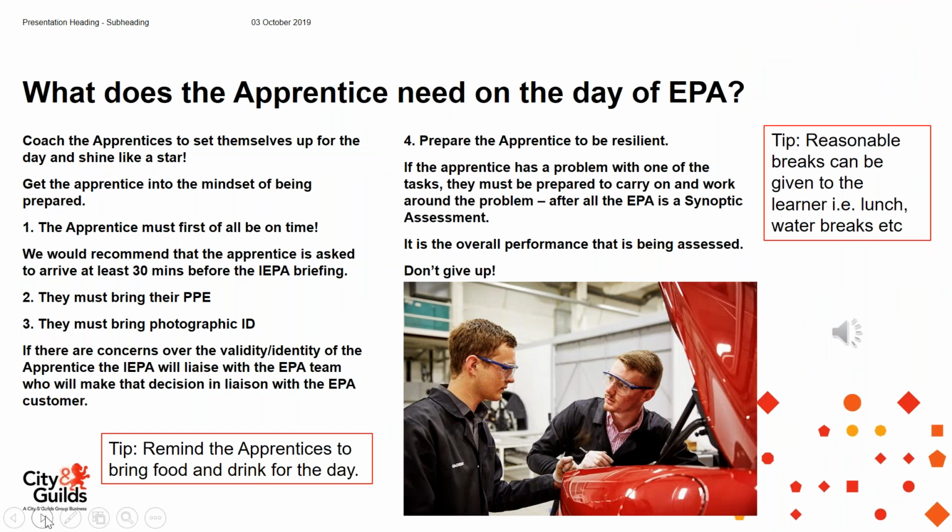As I mentioned previously, it's all about preparation. Make sure the apprentices understand the importance of arriving on time. We would normally advise coaching them to arrive at least 30 minutes before the EPA briefing. They will need to bring with them photo ID, food and drink for the day, and the relevant PPE.